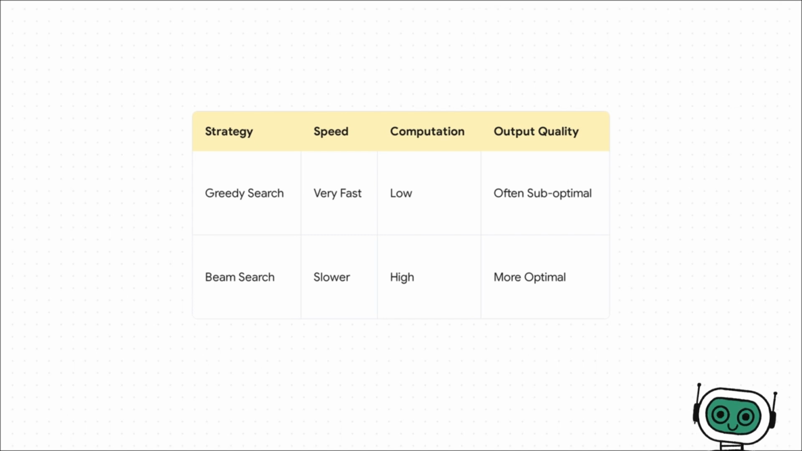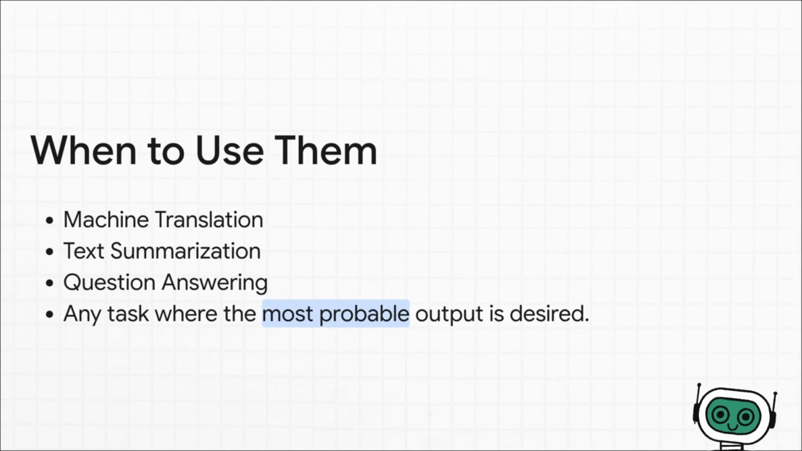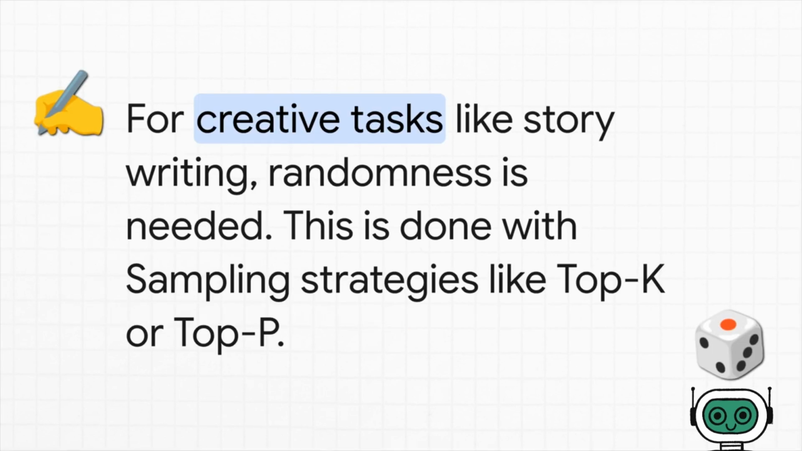So where do we actually use these? Well, both greedy and beam search are what we call deterministic. Give them the same input and you'll get the same output every single time. That makes them perfect for tasks where you want the single most probable, most factually correct answer, like in machine translation or text summarization. Now, it's really important to note that for more creative jobs, like writing a story or building a chatbot, you usually don't want the most predictable answer. That's where a whole different class of methods called sampling strategies come into play, which introduce a bit of randomness. But that's a topic for another day.